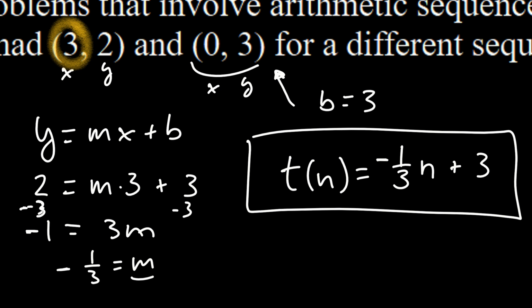So let's check it now. If I put 3 in for n, if I want to know the third term, -1/3 times 3 is -1, and -1 plus 3 would give me 2, which is the y value I should get. And for the 0th term, if I put in 0, -1/3 times 0 is 0, so 0 plus 3 is 3. So both points are producing correct values.